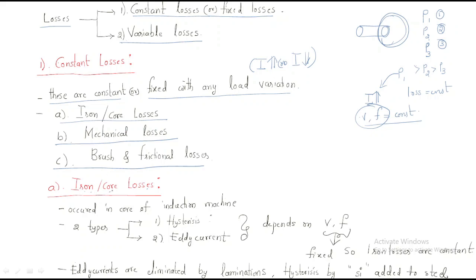Generally, in the initial days, the core was made with iron. That's why this is called iron loss or core loss. But now we are using silicon steel. Previously, iron was used as the core, but at present it is silicon steel. That's why it is iron or core loss. These losses occur in the core of the induction machine.